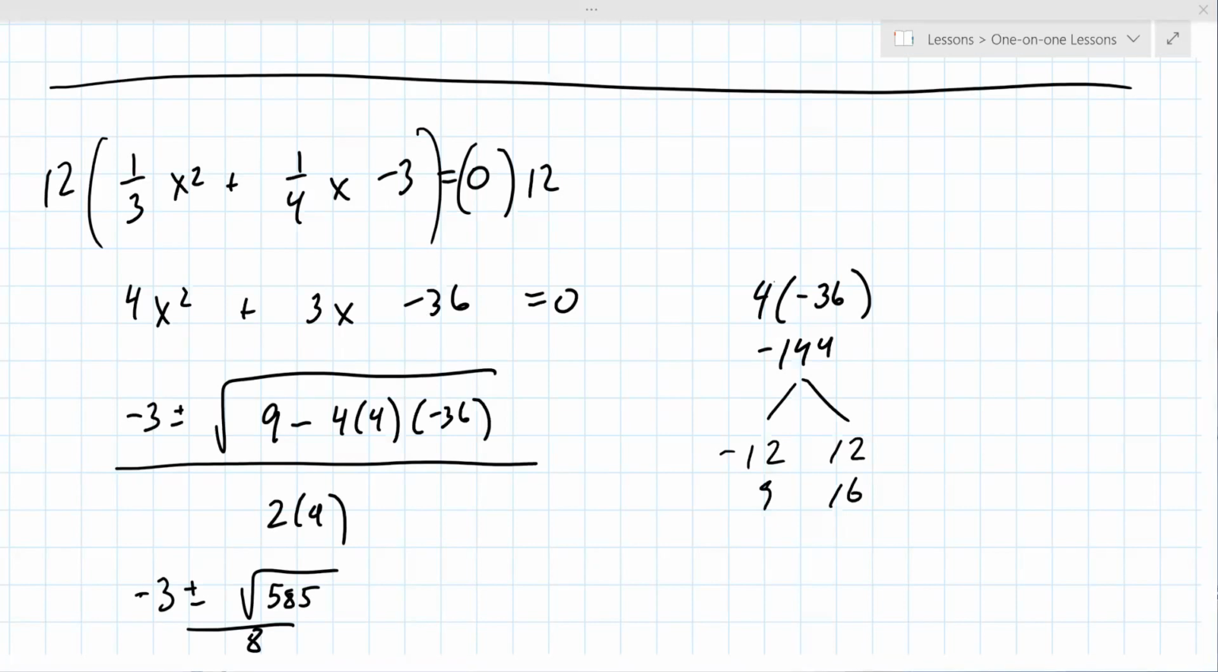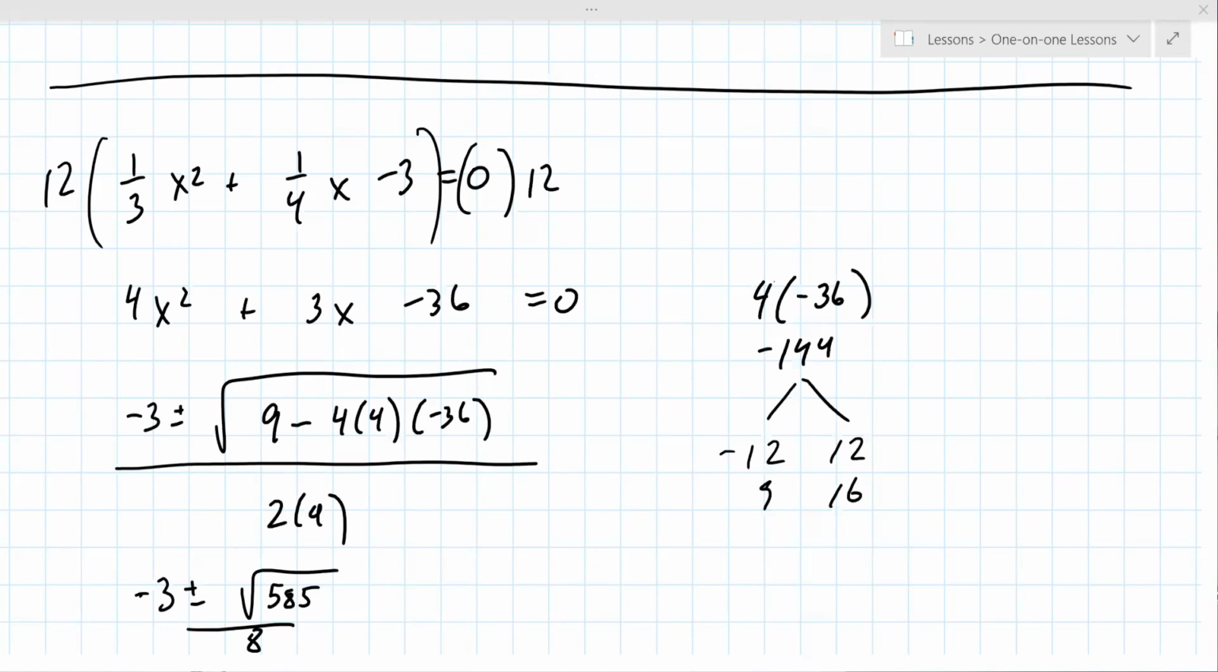Um, that 585 might reduce. Oh, it can? Well, I'm looking at it here. 117. No, 117 is prime. No, it looks like that's it. It's a rough one. It's an odd question, isn't it? I'm going to just check this because I just feel like we probably should have gotten something a little nicer, but maybe that's the way this one was designed.